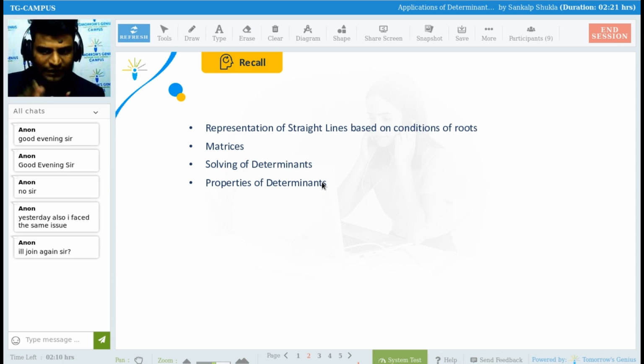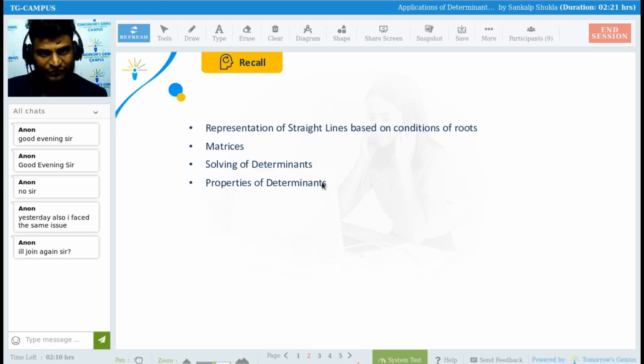When equations are given to us, then we can check whether the equation is having zero solution, no solution, infinite solution, or a unique solution. So that is this thing only. But we can cover this in this slide also because we will be having some questions based on that. Matrices we have covered, solving of determinants we have covered, properties of determinants we have covered. So I'm sure that there is nothing that is left out.